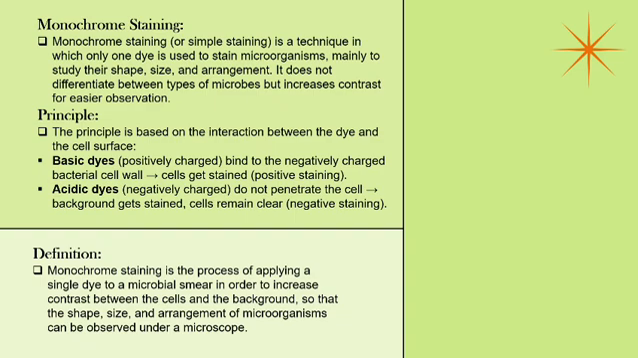What is monochrome staining? Monochrome staining is a technique in which only one dye is used to stain microbes, mainly to study their shape, size, and arrangement. It does not differentiate between types of microbes but increases contrast for easier observation.